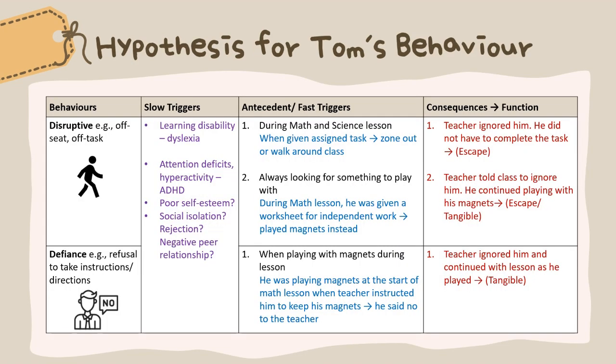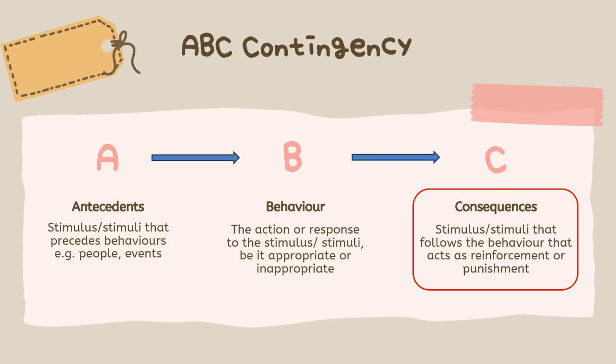This table illustrates the fast and slow triggers and consequences of the problem behaviors. Based on the consequences of Tom's behavior, he gets to escape from completing tasks and play his magnets. We have analyzed the fast and slow triggers along with behavior consequences. The next step is to formulate a behavior intervention plan. This will be shown in the next video.